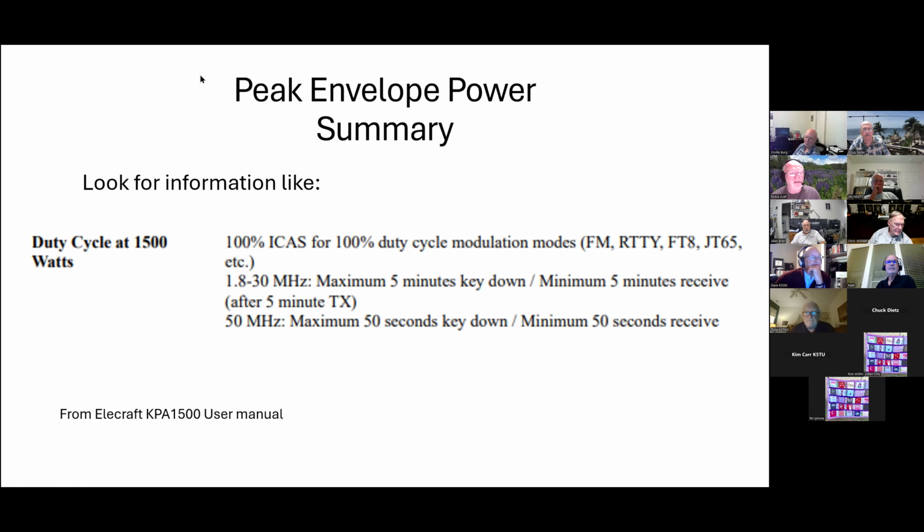These ratings don't have much use anymore because they're all developed for tubes, and it really has to do with the cooling of the tube.